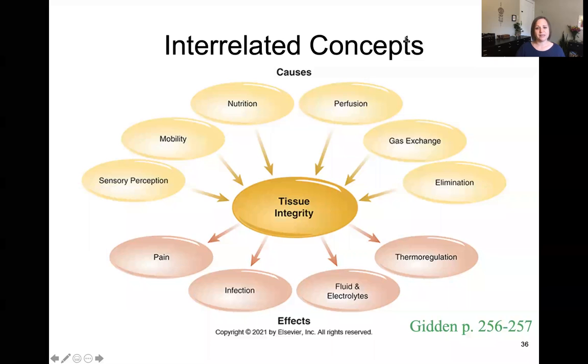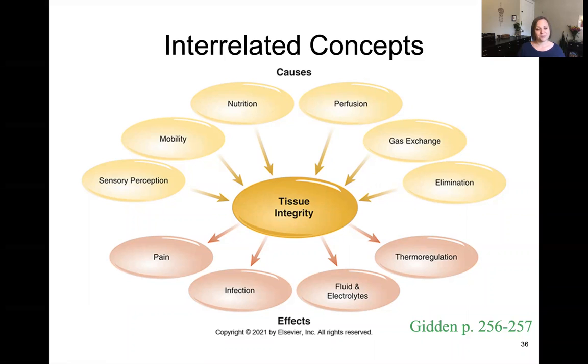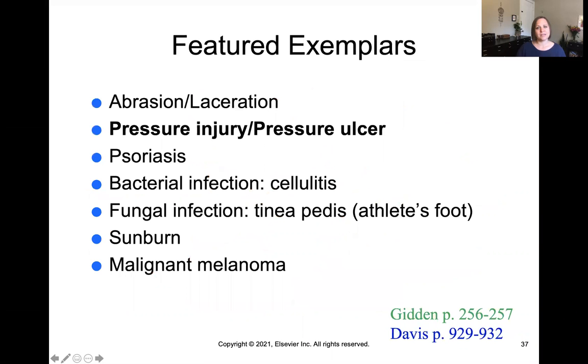Here are all your interrelated concepts. Both the causes of impaired tissue integrity and the effects of having poor tissue integrity are all listed here on this map. A number of featured exemplars in your Giddens text, but for the sake of this week's lesson, we're going to be focusing especially on pressure injuries or pressure ulcers as the featured exemplar.